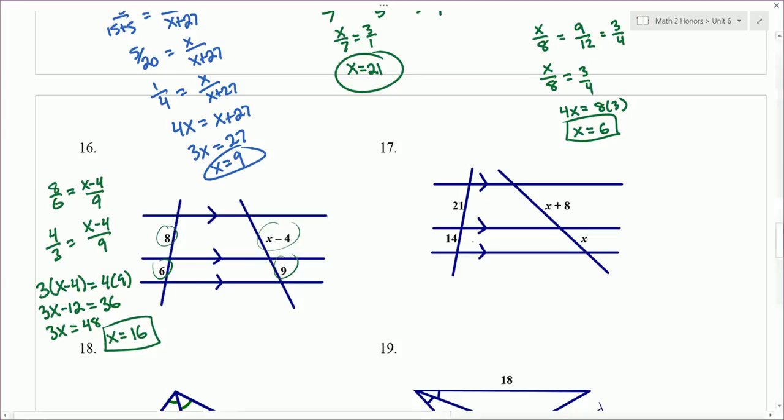We can do a similar thing here in 17. 21 over 14 is equal to x plus 8 over x. 21 over 14 we can reduce, divide them both by 7, you get 3 over 2. Cross multiply, you get 3 times x is equal to 2 times x plus 8. Distribute. Subtract 2x from both sides and you get x is 16 again.